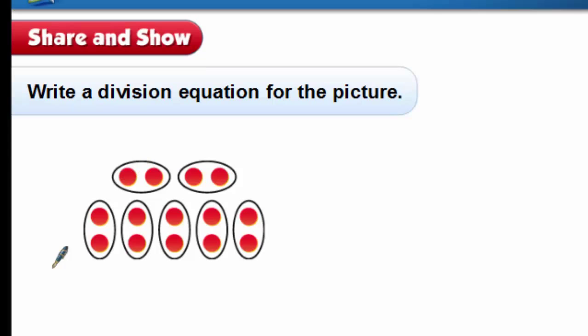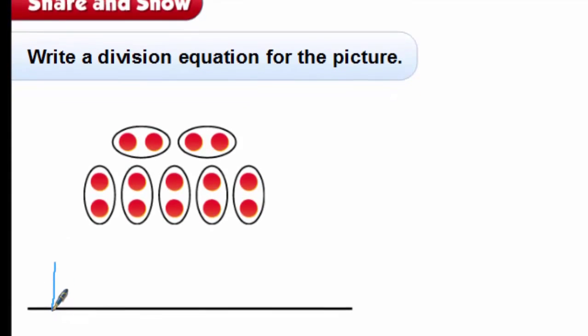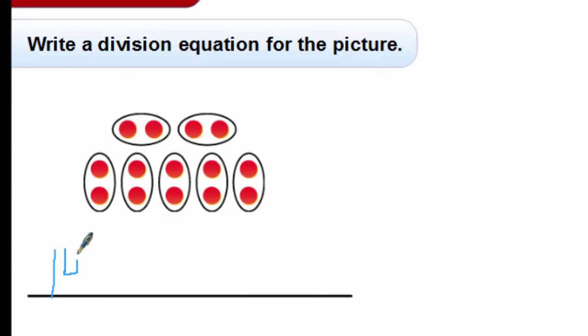I count 14 counters altogether. Did you get 14? Good. And I see that they are in groups of 2. So 14 divided into groups of 2 equals 7 groups. Good. Did you get that?